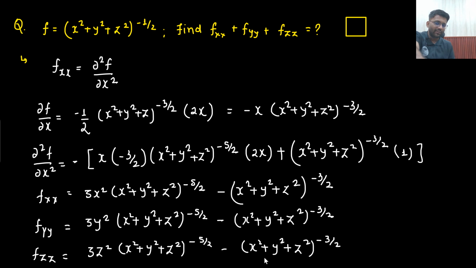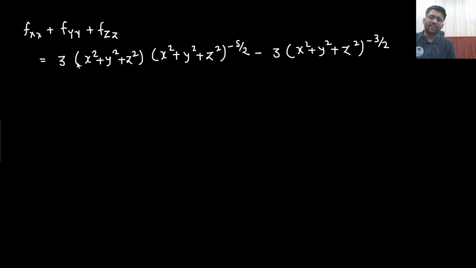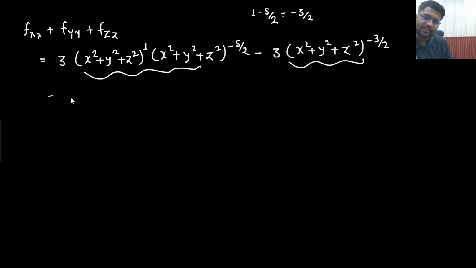Just need to add, all of them will be added, but take common. X square plus y square plus z square to the power minus 5 by 2 will come common. Inside what will be left, 3x square plus 3y square plus 3z square. So 3 also you can take common. So 3 will come outside, x square plus y square plus z square, and this is what you will be getting. Now this is power 1, this is power minus 5 by 2. 1 minus 5 by 2, our power would be added. So power would become minus 3 by 2. So this is becoming same as this one only.